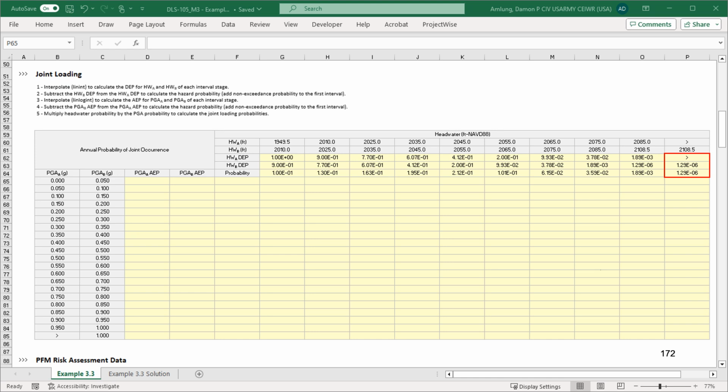We can drag the relationships to the right to complete the first few rows. The only formula that will be different is the last one, where we have the exceedance probability. The probability will be equal to the DEP of elevation 2108.5, which is 1.29 times 10 to the minus 6.